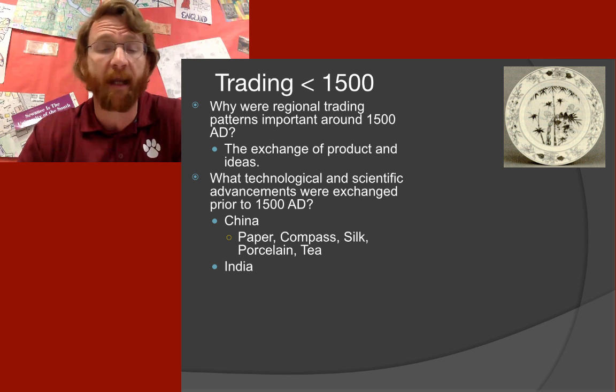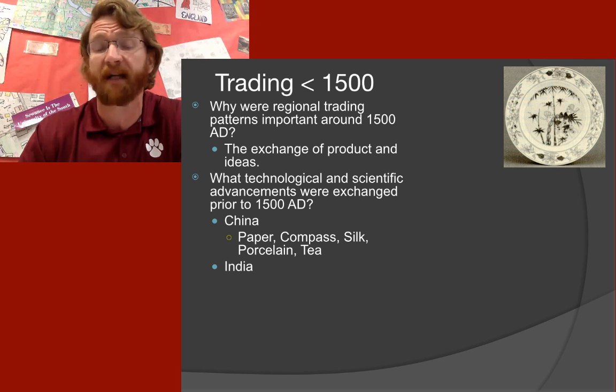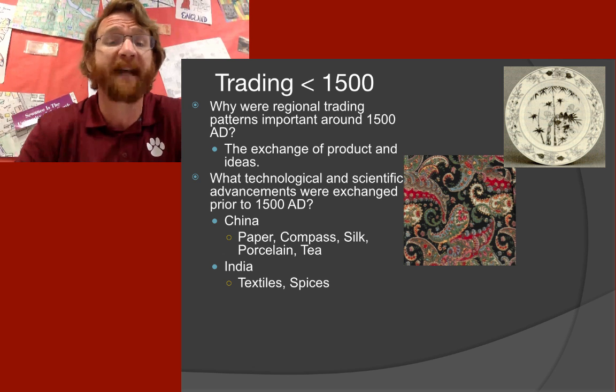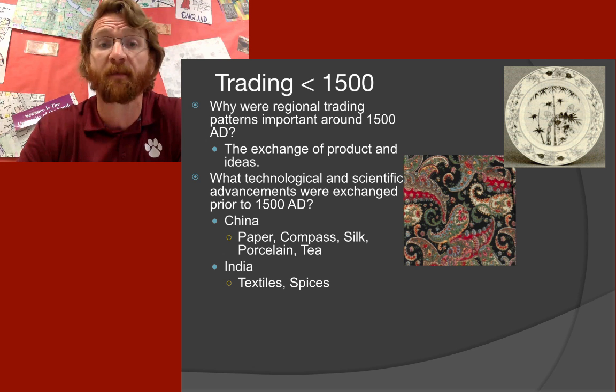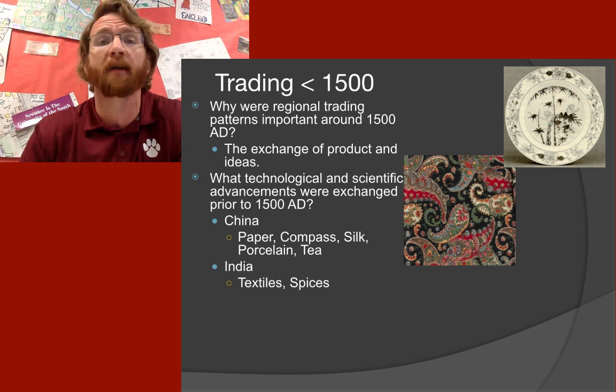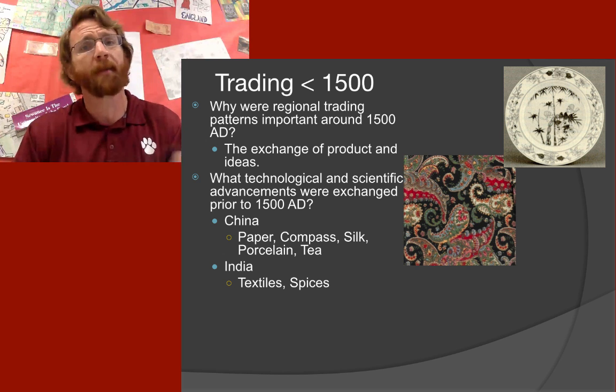Out of India, or the Indian subcontinent, what becomes India, textiles, cloth. This paisley pattern is a pattern that comes from India, and is specifically from the Indian subcontinent. Spices, saffron, cinnamon, things that made our food taste good, all come from India. And those began to be traded along different trade routes that we'll look at in a little bit more detail later.